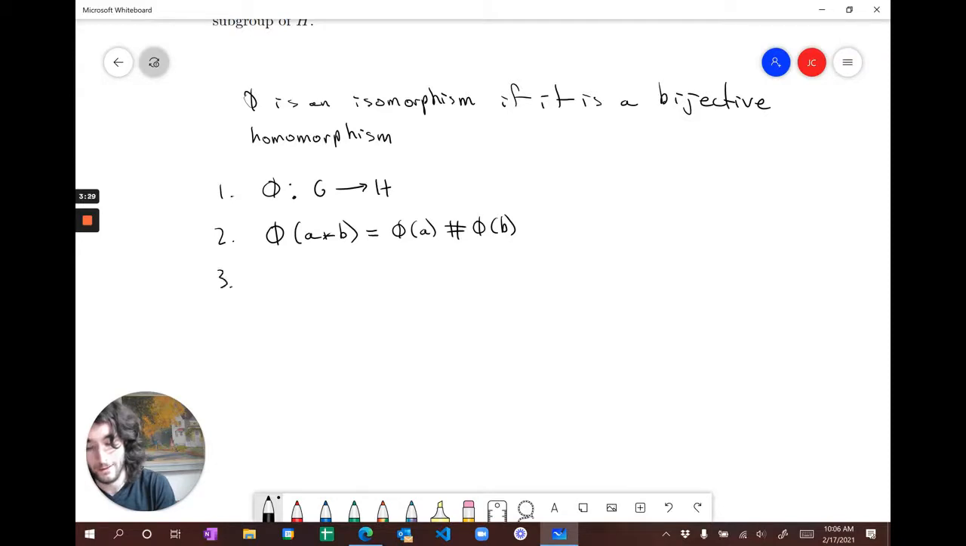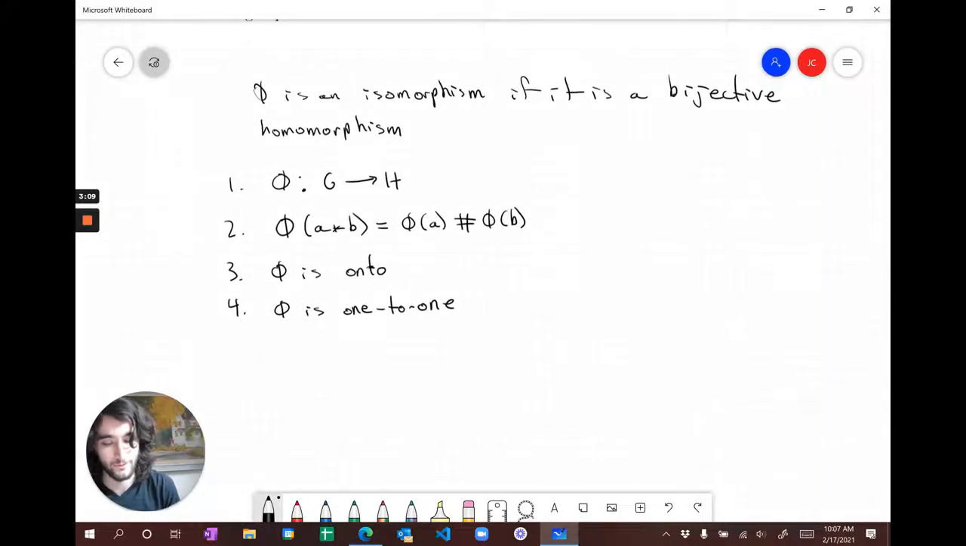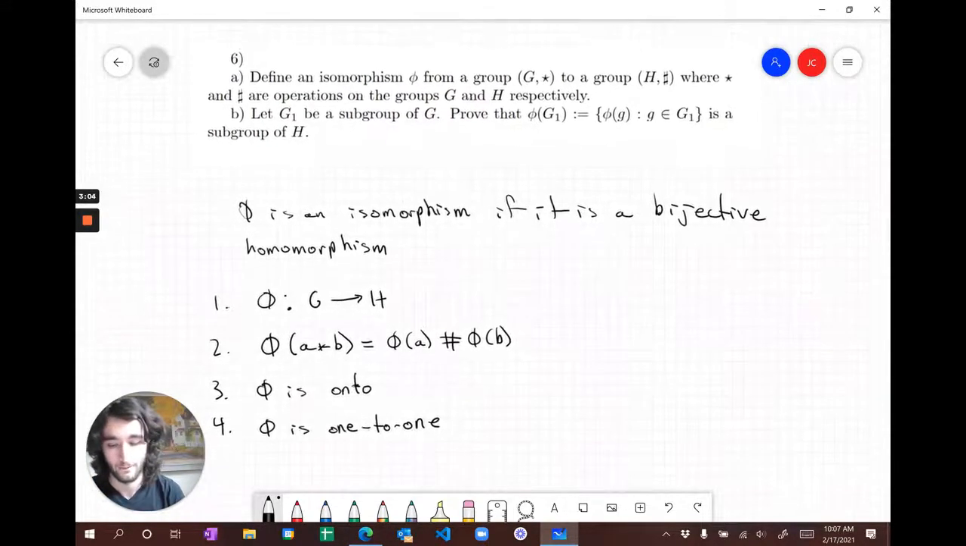But then also it's got to be a bijection, which means it's onto. So in other words, the range is all of H. All of H gets mapped onto by phi. And it's also 1-to-1. So some variation on this definition is the meaning of an isomorphism.